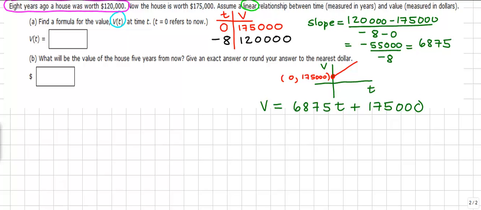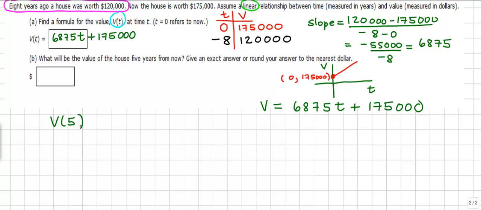Now notice, this is a problem that I mentioned in an earlier example. The V equals is already outside the box, so in the typing box I will type 6,875 times t plus 175,000. And in numbers like 175,000 or 6,875, we do not insert commas or any stray characters like that. The second part of the question says, what is the value of the house 5 years from now?